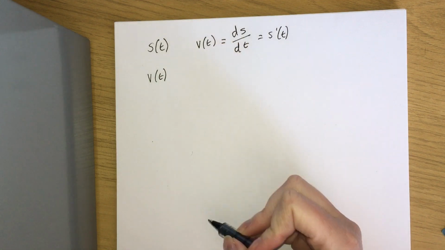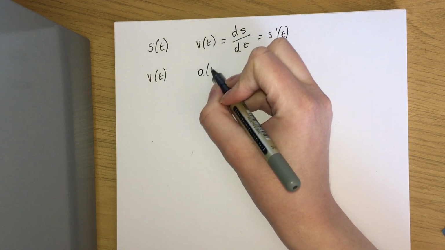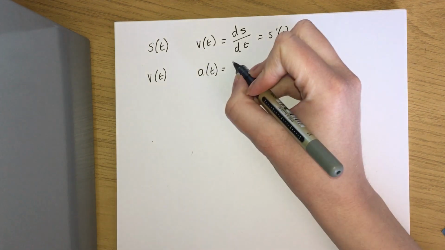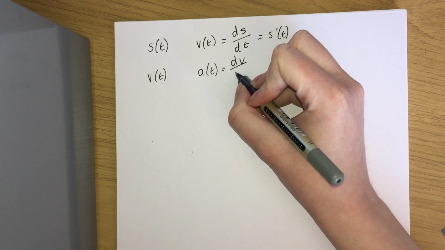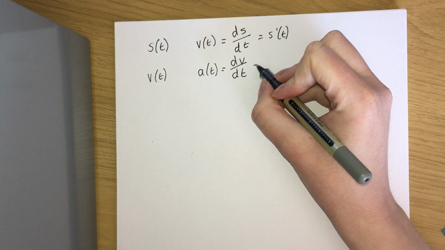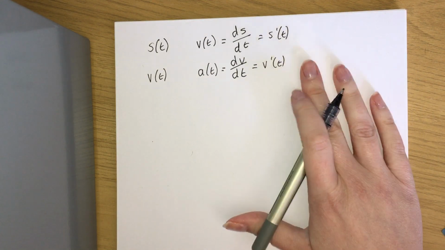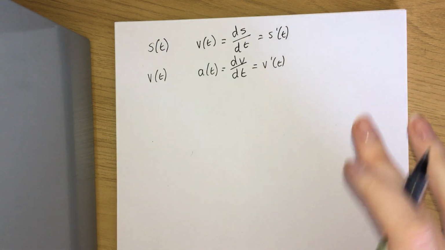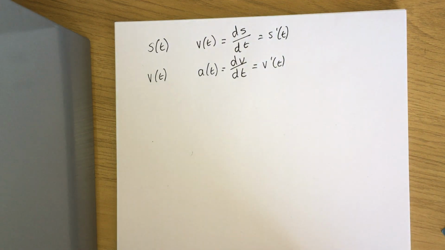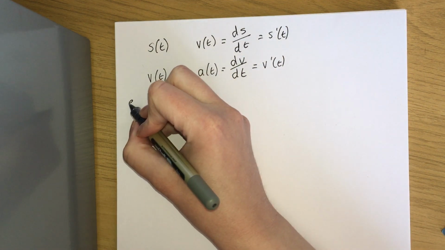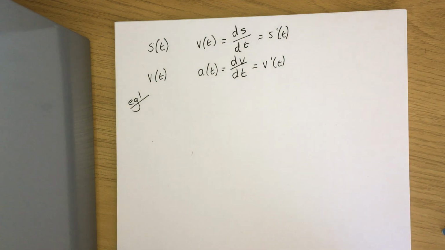Then again, if I have a velocity function in terms of time, and I know that acceleration is the rate of change of velocity, so it's the rate at which velocity is changing over time, then I know that acceleration is the derivative of velocity. And these bits of information are really, really important for this section. So, I'm going to do two examples for differentiation, one from the minimum maximum chapter and one from the other chapter.